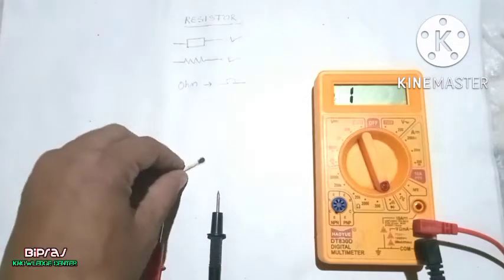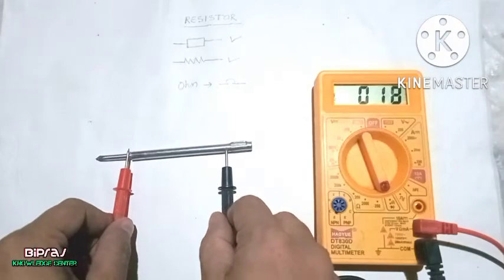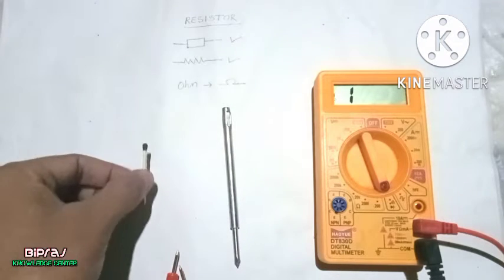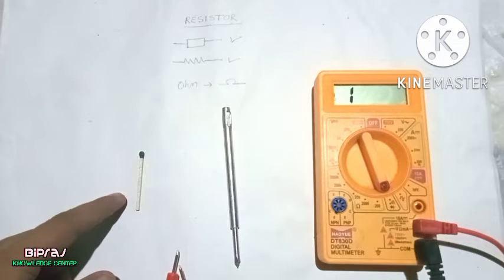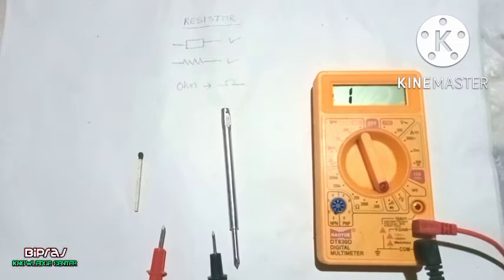So in the first case, this metal was showing 0 resistance, so we can say this is a conductor. And in the second case, this matchstick is showing a very large or infinite amount of resistance, so we can say this is a bad conductor or insulator for electrical current. In the electrical world, we manufacture resistors between these two extreme limits and use them as per our requirement.